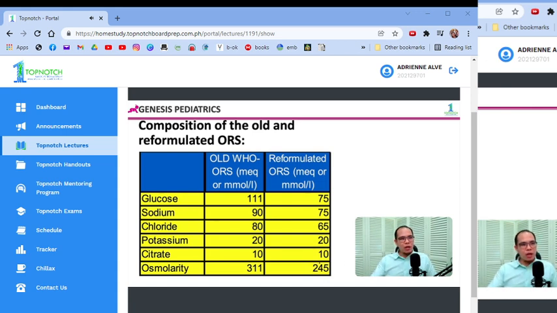Okay? And how do they achieve this? Ano yung binawasan nila? It's the glucose and the sodium. From 111 to 75, from 90 to 75. Okay? Ito, nag-adjust din yung mga yan. Chloride bumaba din, potassium and citrate, they remain the same. So ito yung pinaka-importante, glucose and sodium.